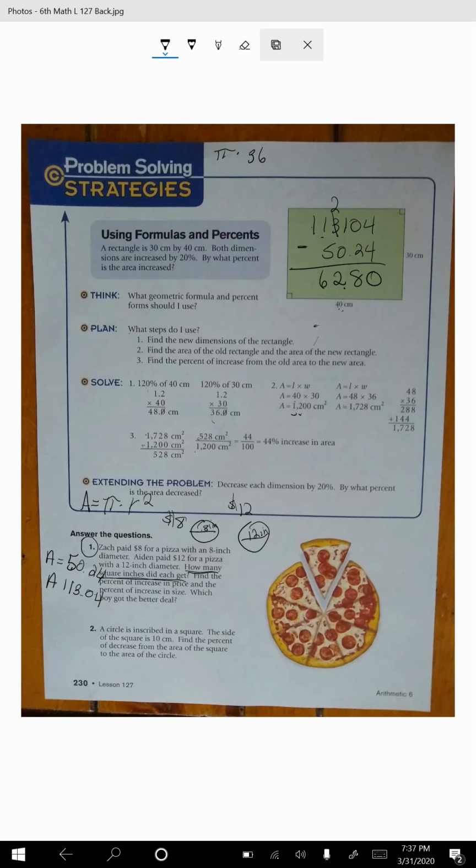So now I'm going to take that 62.80. I'm going to get rid of this. 62.80. It's a lot of work. My gosh. Tons of work. 62.80 over the original, which was the first one, 50.24. They want you to divide that out.